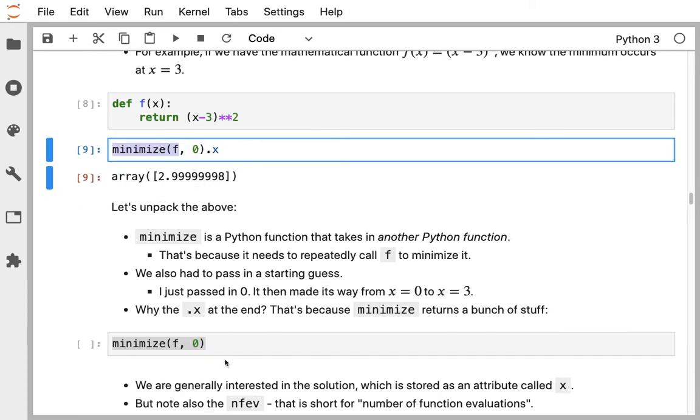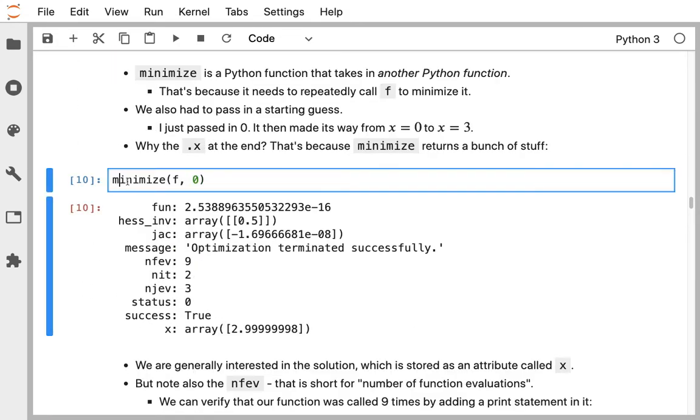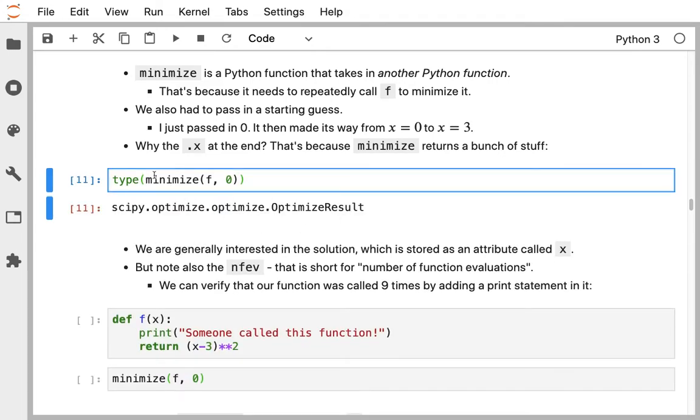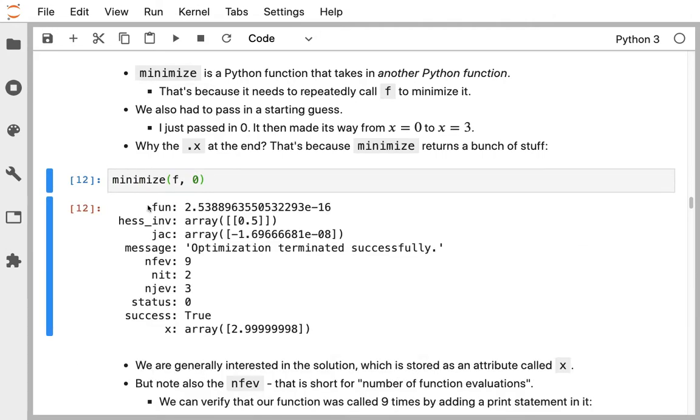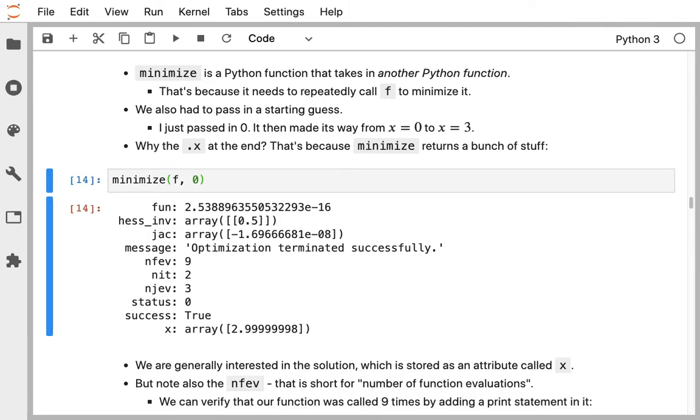Why the dot x? So let me remove the dot x and print this out. And you'll see that minimize, so first of all, the type of the thing it returns is this optimized result, some custom SciPy object. And the optimized result is a Python data type, but it's really just holding a bunch of information. And most of that information we don't care too much about. Okay, it's nice to see that the optimization terminated successfully, that's reassuring. But assuming it did return successfully, what we really want is the solution, and that is stored in the x field, and that's why we call .x to just get the solution, because we want to use that later on in our code.